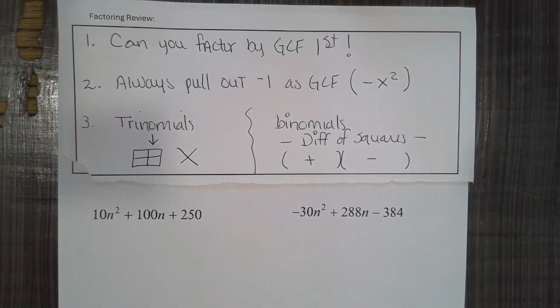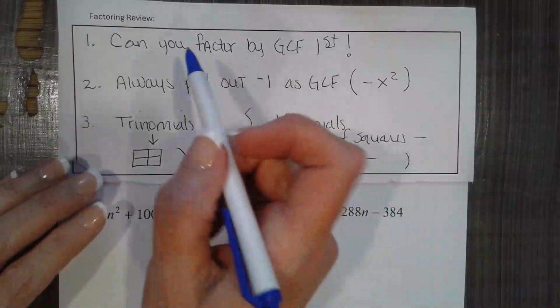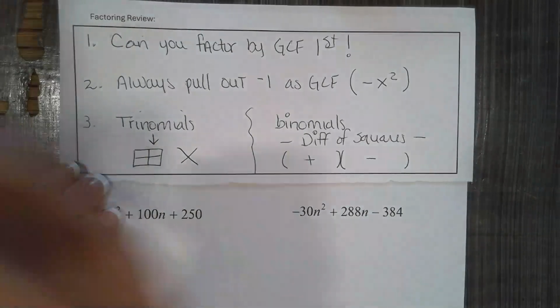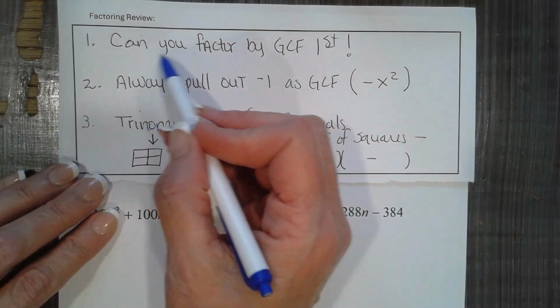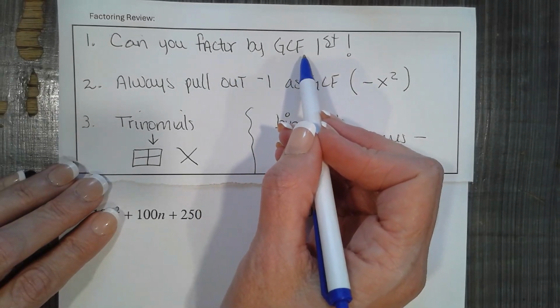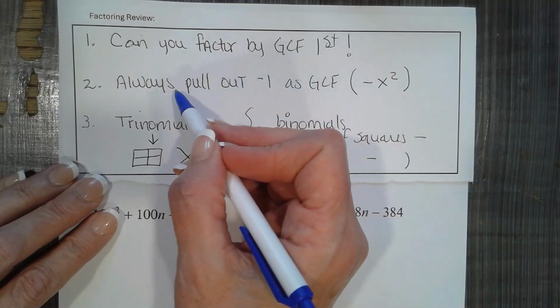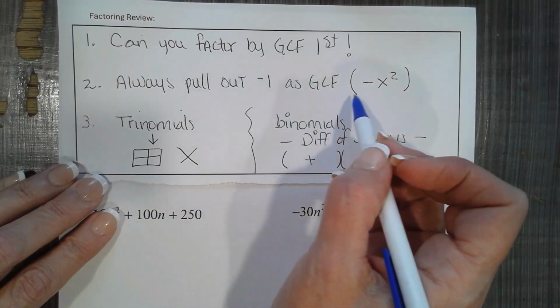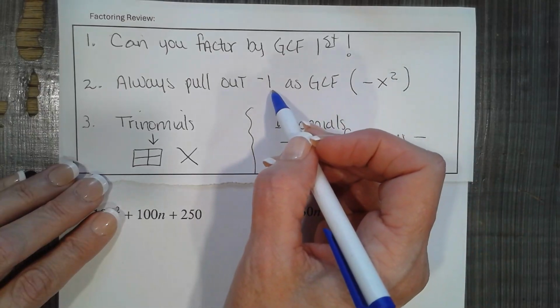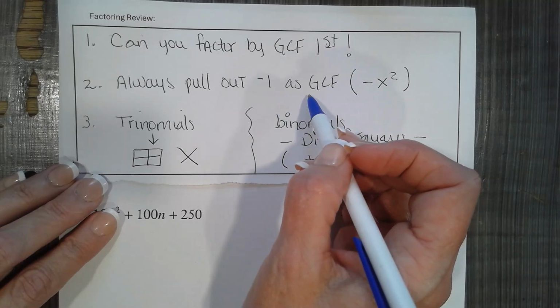Hey everybody, we're going to practice factoring today. I'm going to have this already written out for you because it'll take too long to write out. But just remember, when we're factoring, you want to see if you can pull out a greatest common factor first, always. And then if there is a negative on that leading coefficient, that x squared term, you want to make sure you're at least pulling out a -1 as a greatest common factor.